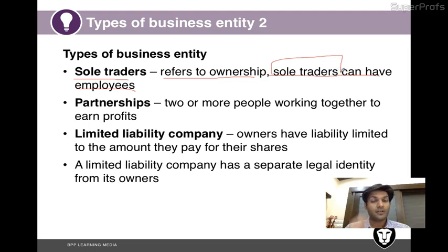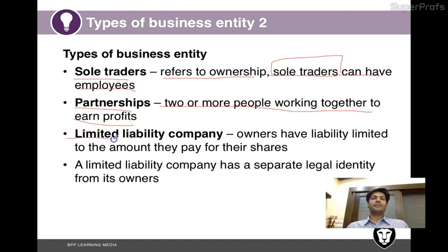What is a partnership? It is where two or more people join hands together to earn profit. For example, we call it a partnership firm, like a chartered accountancy partnership firm. It could be a law firm. That basically means a firm has a number of partners and they work together, obviously to earn profit.